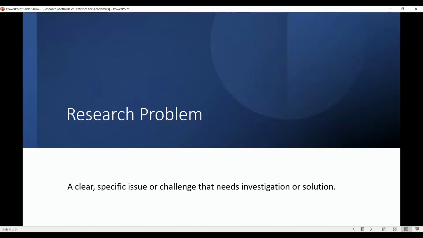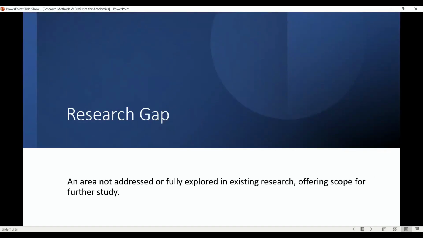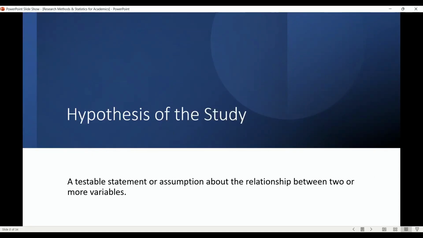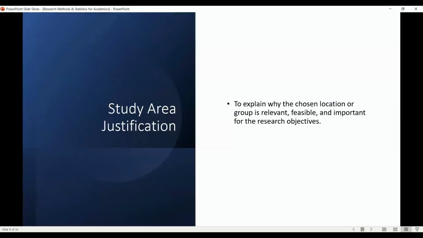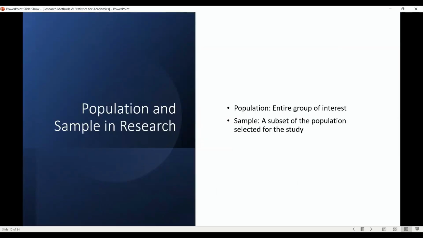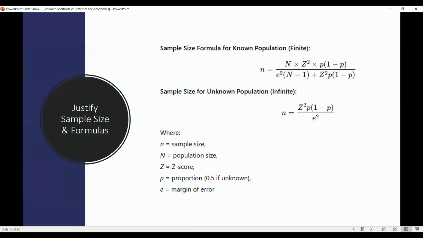And then I have already illustrated what this research problem is all about, how it should be correlated to the objectives. What is research gap? That is the novelty of your research. And hypothesis, a tentative statement that is testable using statistics. That is what is hypothesis. And for the study area justification, we have talked about the samples and population, how to determine the sample size for the known population and unknown population.